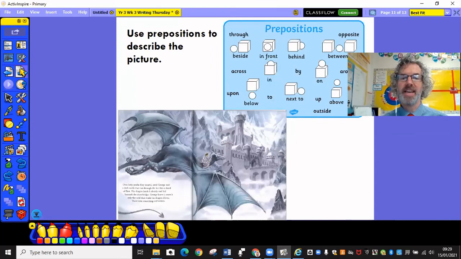So here is your task today. This is the core task and you have a sheet to do it on. I'd like you please to have a look at the prepositions that I've given you on the sheet. Have a careful look at the picture of George and the dragon, and I'd like you to write me some sentences. Each sentence needs to contain a preposition. I really want to see you using your imagination. You can talk about George and where he is. You can talk about the dragon and where he is. You can talk about the mountains and where they are. You can talk about the castle and where that is. Got lots of potential there.